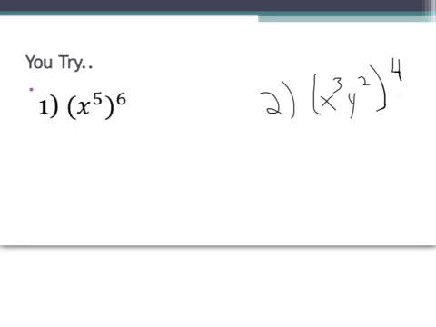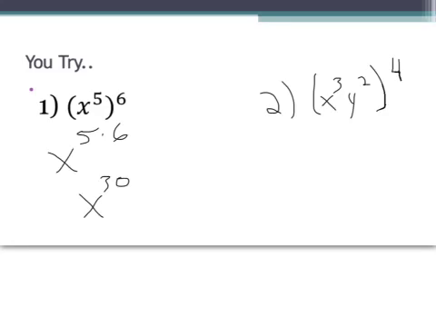Here are a couple you tries. Go ahead and pause the video and do these two problems. So for the first one, we have x to the fifth raised to the sixth power, so shortcut. We're going to do x to the 5 times 6, which would be 30.